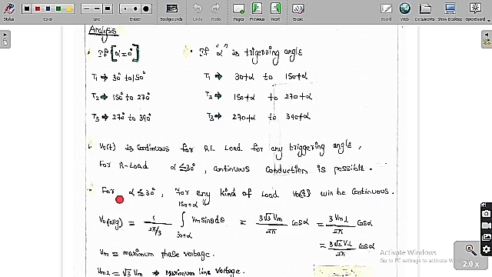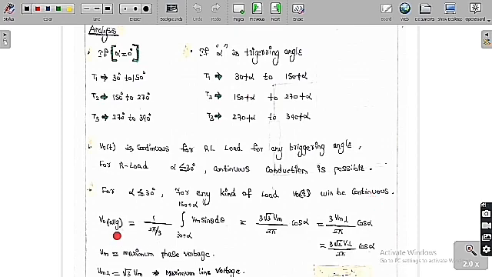Therefore, for alpha less than or equal to 30 degrees, for any kind of load, whether it is R load or RL load, we are going to get the same result. So for alpha less than or equal to 30 degrees, for any kind of load, V0 of t will always be continuous.